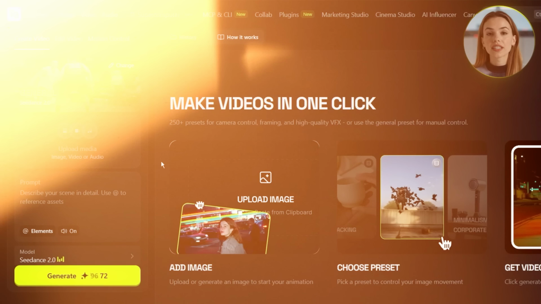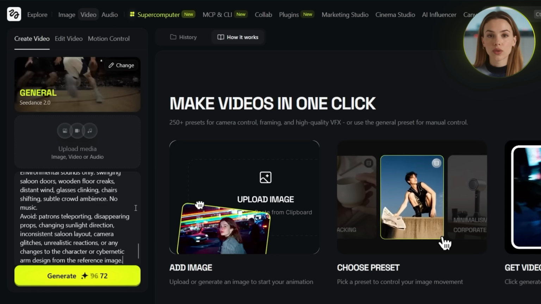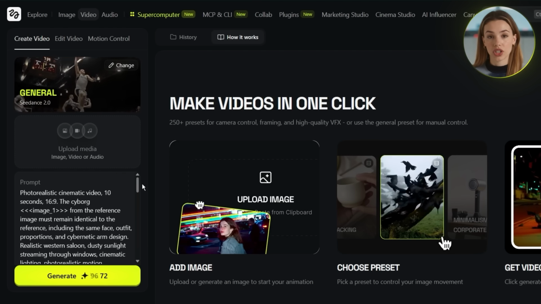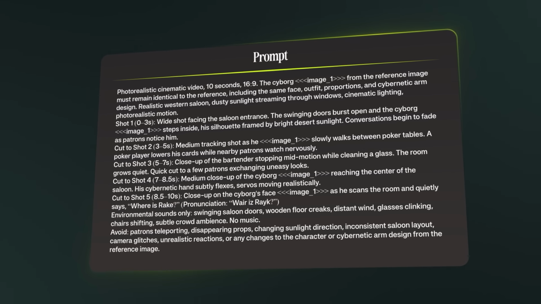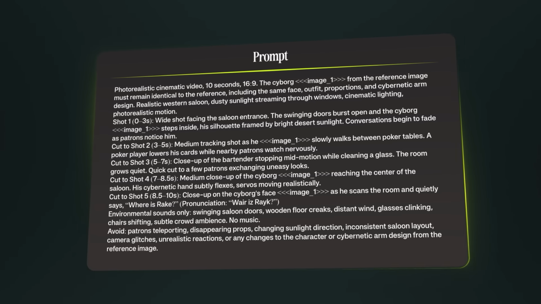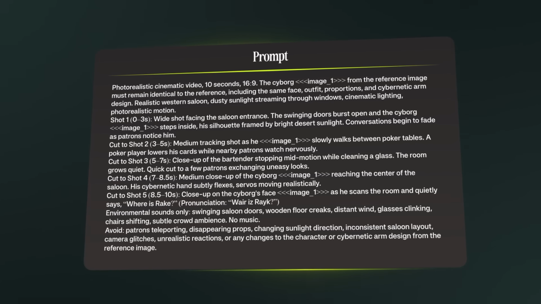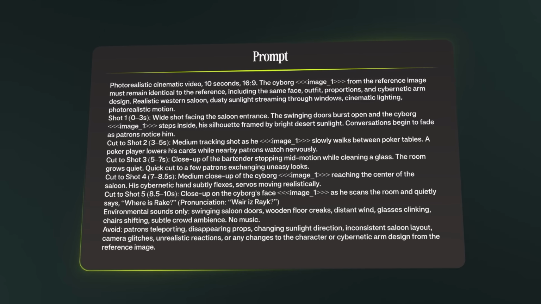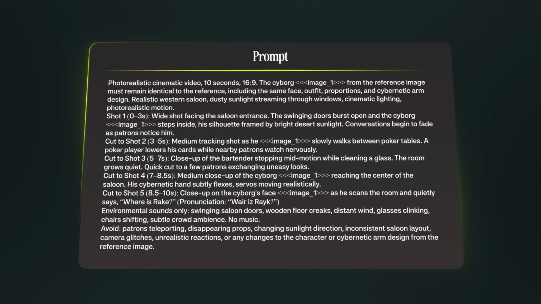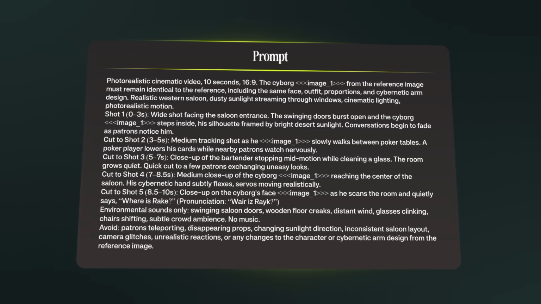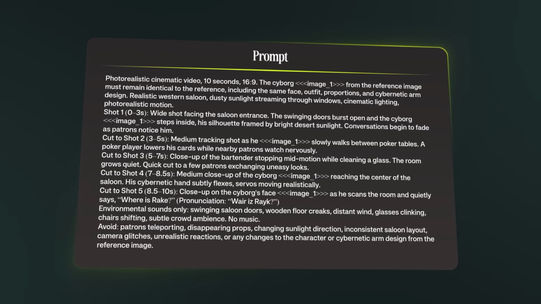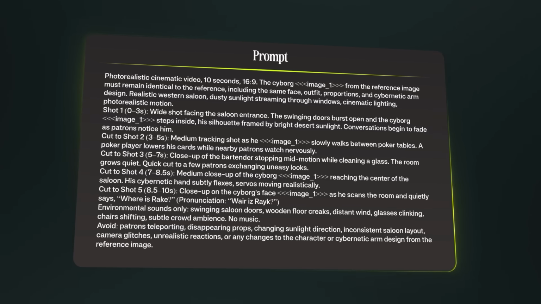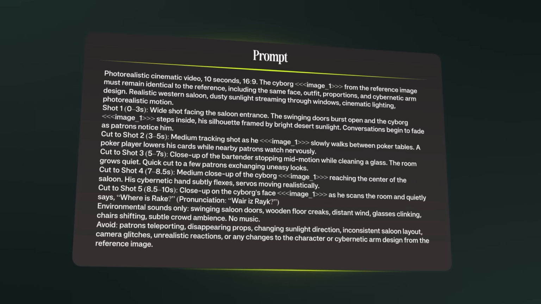The next lesson is to think in multi-shot sequences. For example, I wanted to create a Western saloon scene that played out across 5 separate shots. The first shot shows the cyborg entering through the swinging doors, silhouetted against the desert sunlight. The next follows him walking between the poker tables as a player lowers his cards. Then the bartender freezes mid-motion, followed by a close detail of the cyborg's cybernetic hand flexing with a subtle servo movement. Finally, the scene ends on a close-up as he quietly asks, "Where is Rake?"